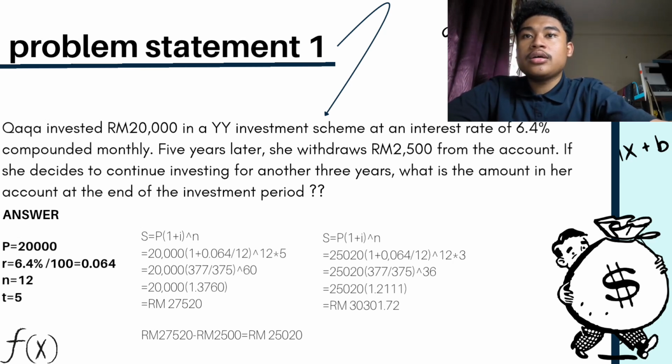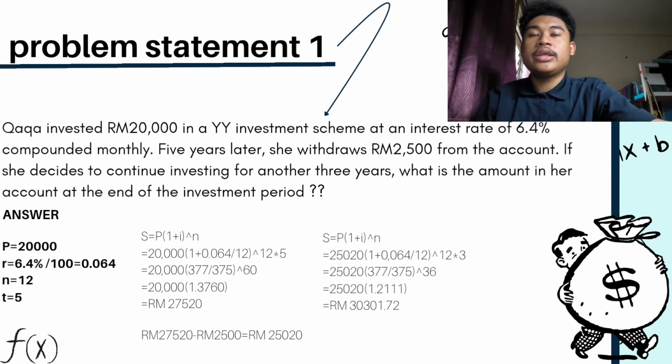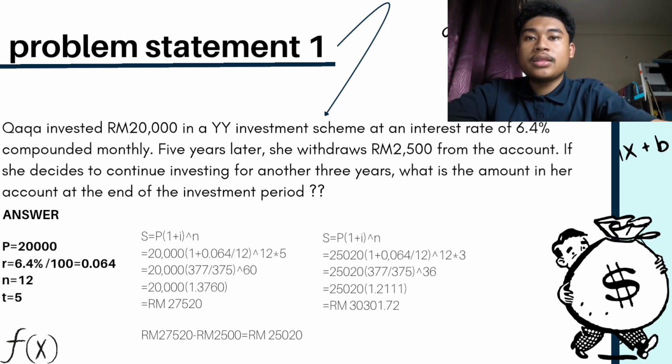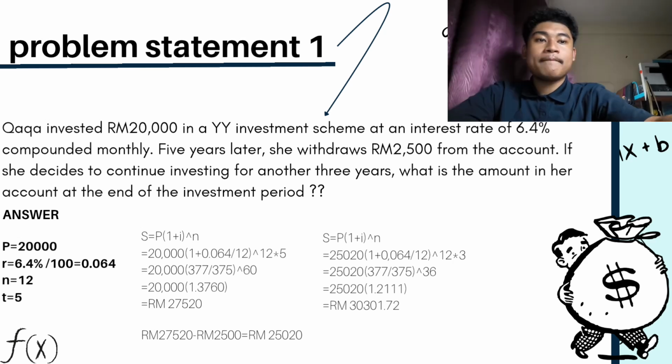So we should calculate for the 3 years amount. We get 30,301 ringgit and 72 cents.